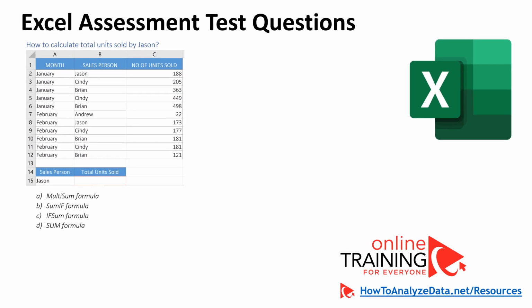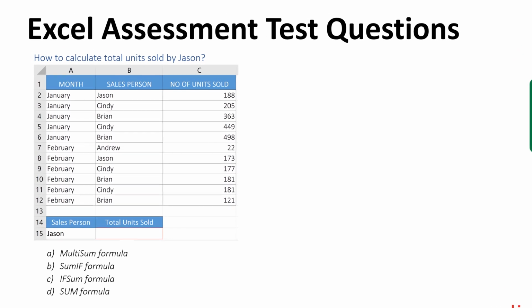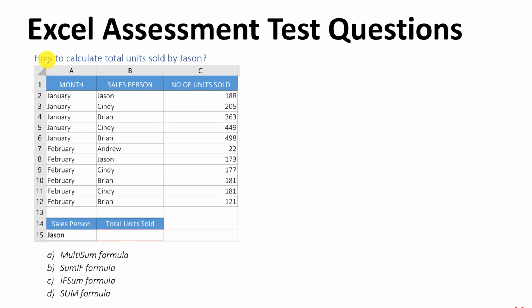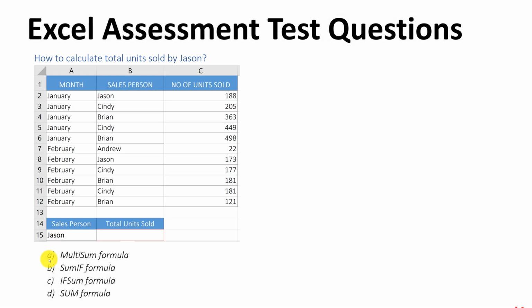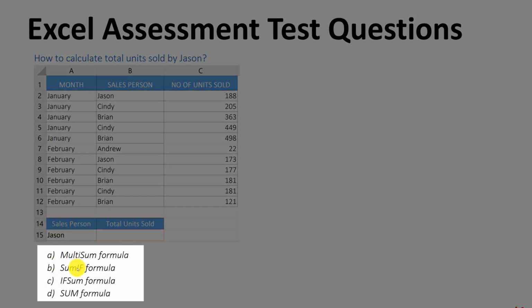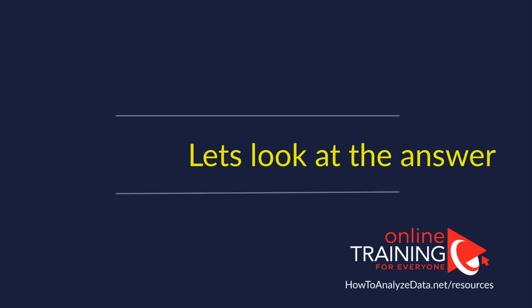Very frequently, you might be asked how to solve a specific problem during an Excel assessment test. For example, in this question, you will be asked how to calculate total units sold by Jason. You are presented with the table down below, which shows months, salesperson, and number of units sold. One of the salespeople here is Jason, but there are also other salespeople. And the question is, what would you use? How can you find out the total number of units sold for Jason? The presented choices are multi-sum, sum if function, if sum function, or sum formula. Which one would you use?